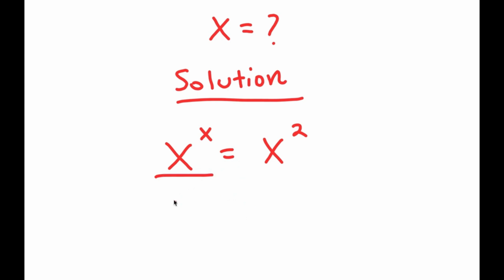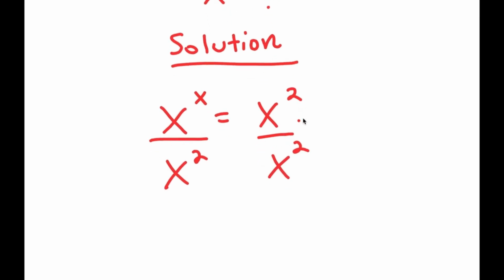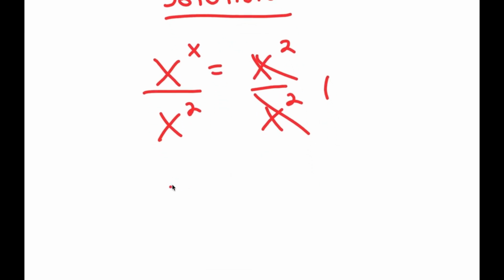So if I divide both sides by x to the power of 2, I get x to the power of x over x to the power of 2 is equal to x to the power of 2 over x to the power of 2. And x to the power of 2 over x to the power of 2, these two cancel out, and I get 1. So I get x to the power of x over x to the power of 2 is equal to 1.